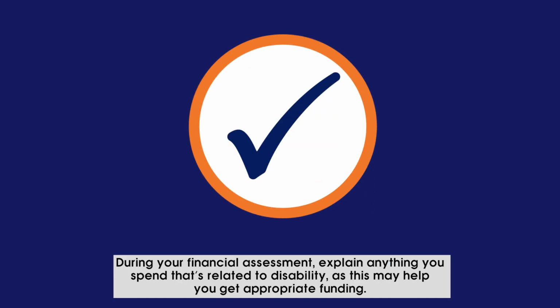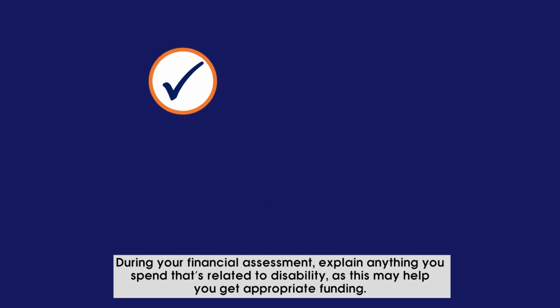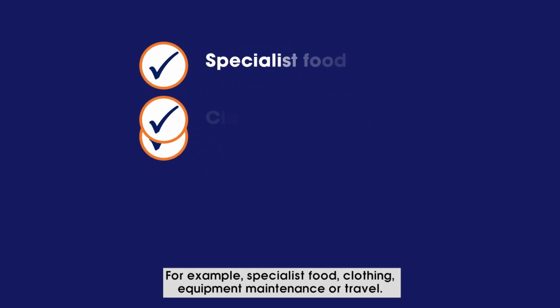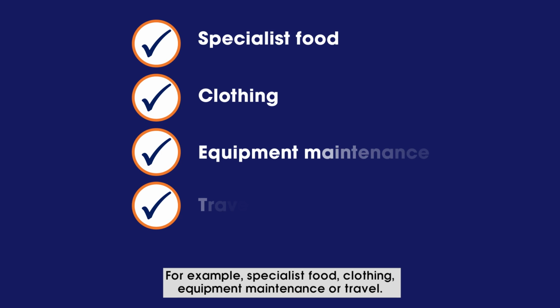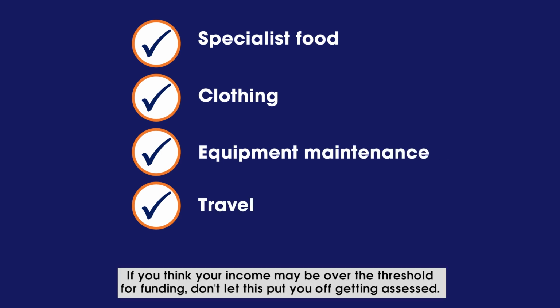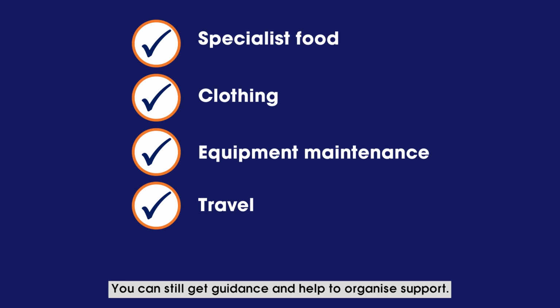During your financial assessment, explain anything you spend that's related to disability, as this may help you get appropriate funding. For example, specialist food, clothing, equipment maintenance, or travel. If you think your income may be over the threshold for funding, don't let this put you off getting assessed. You can still get guidance and help to organise support.